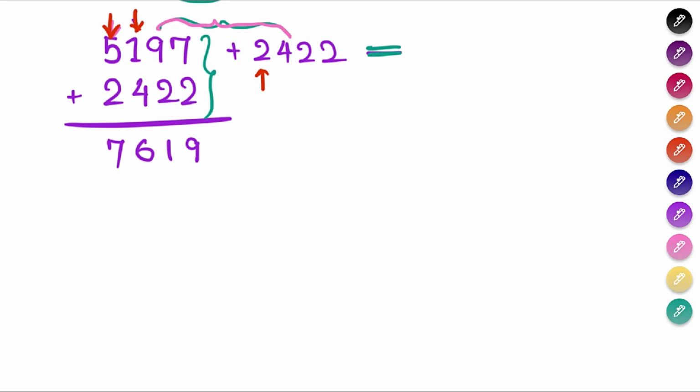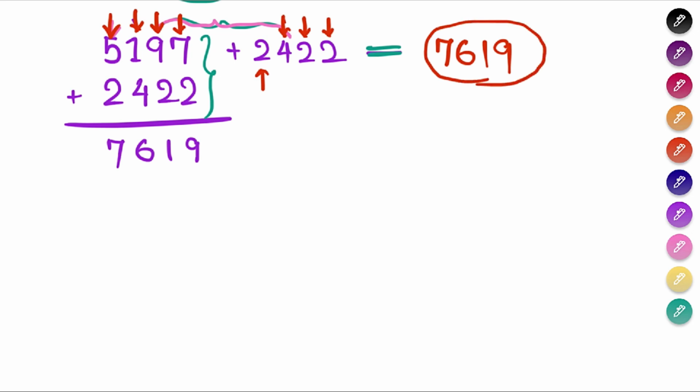7000. Then in the 100th place, 1 and 4, plus 500. We have 7500 in our mind. Then in the 10th place, we have 9 and 2. That is 110. 7500 plus 110, that we can calculate in our mind. That is 7610. Then this thing, 7 and 2, 9. 7610 plus 9, 7619. Okay, see, without even touching pen and paper, you can do this particular thing.